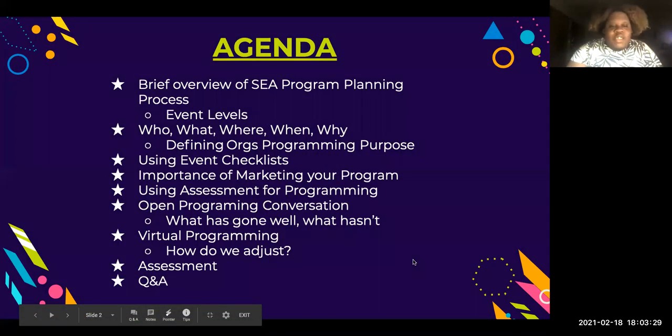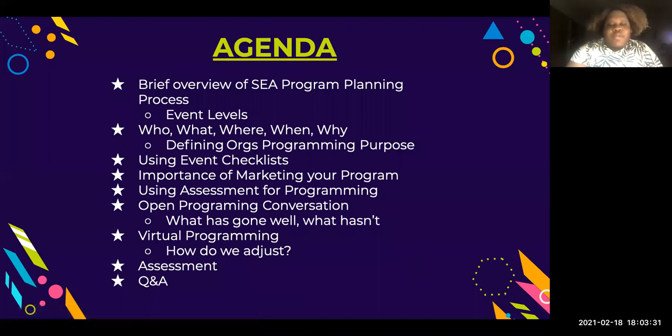So for our agenda today, we're gonna do a brief overview of the club programming planning process, the different event levels, who, what, where, when, why, defining org programming purposes, using event checklists, importance of marketing your program, using assessments for programming, open programming conversation, what has gone well, what hasn't, virtual programming, how do we adjust assessments, and then we have a Q&A portion as well.